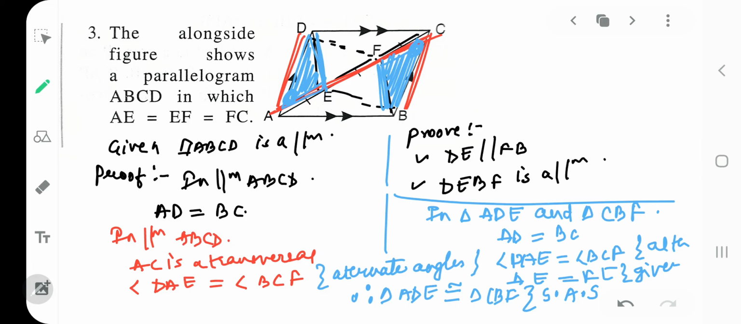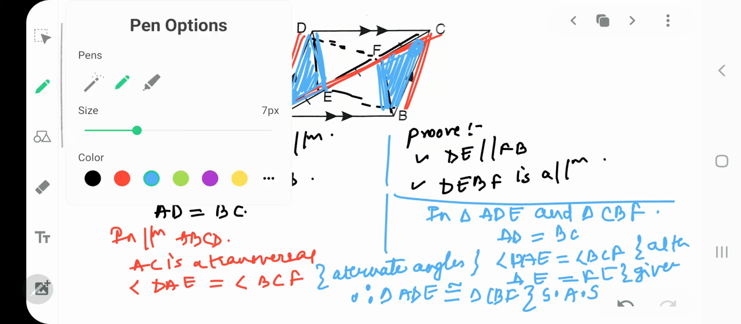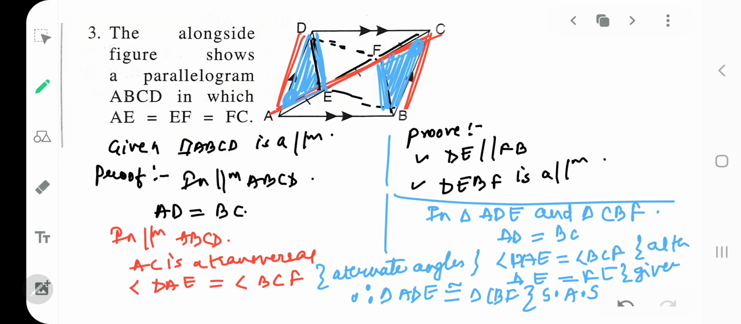Once you got that, can you write DE is equal to FB? Yes. So we will write, because corresponding parts of congruent triangles. Once you got the triangles to be congruent, you can take any part of it to be equal to any part of the other triangle which is congruent to it by writing CPCT. So I'll erase this part and write it here.